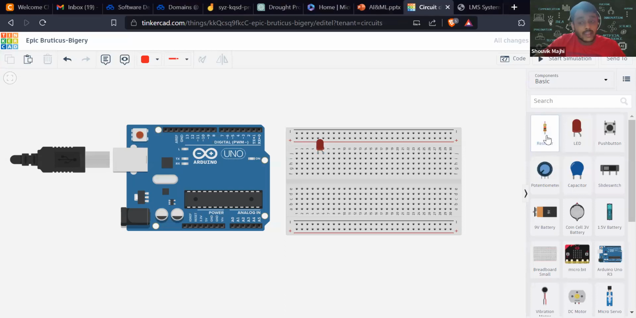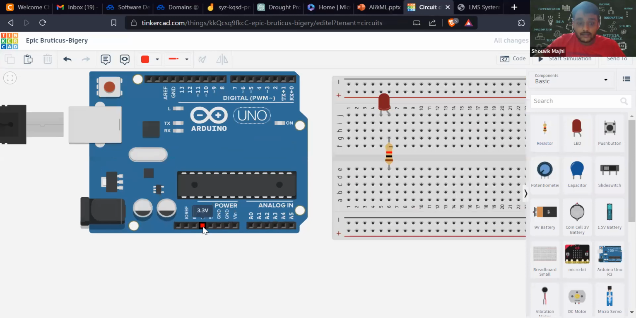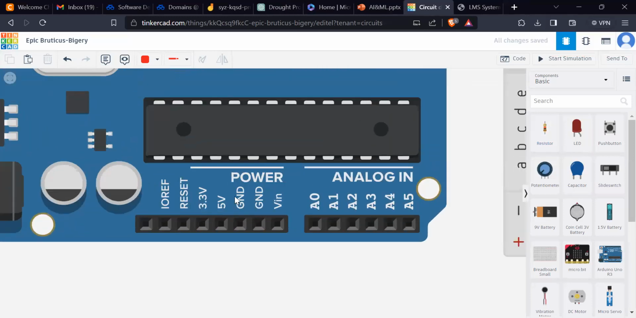So as I told you, an LED is always paired with a resistor. So let's take a resistor over here. This actually completes my circuit. Now you will see there is an option.